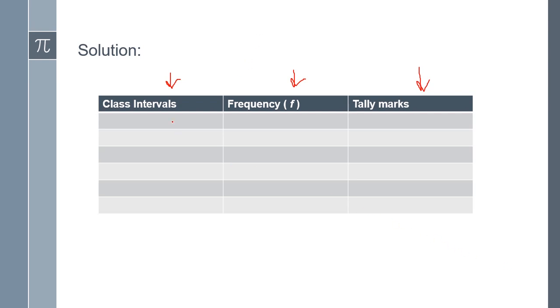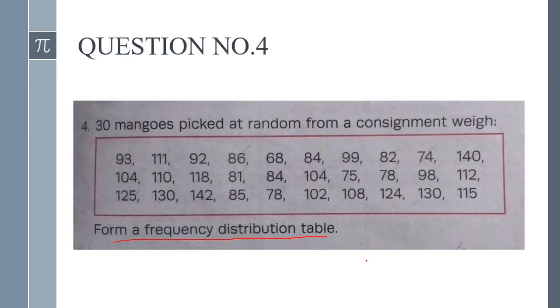Now we need to fill these columns so that we have a full frequency distribution table for the given data set. For the frequency distribution table, we have to calculate the range of the data. Why do we need to calculate the range of the data? Because we have to specify the range or the boundary of the class intervals. To calculate the class size or class width of the class intervals, we need the range.